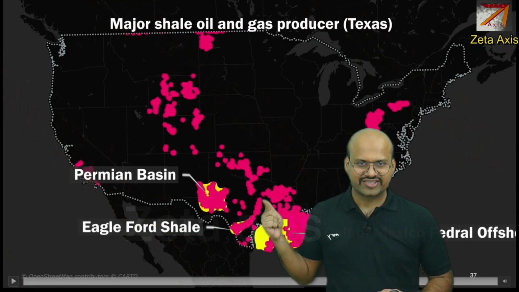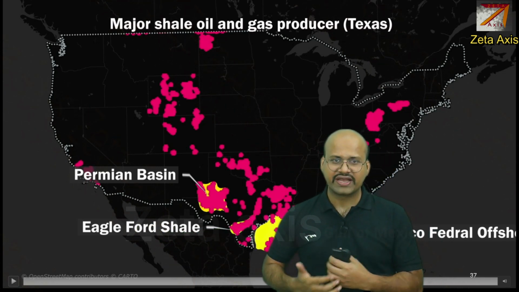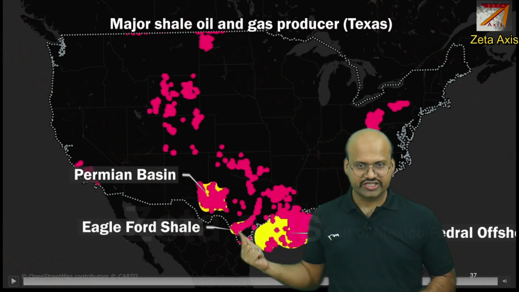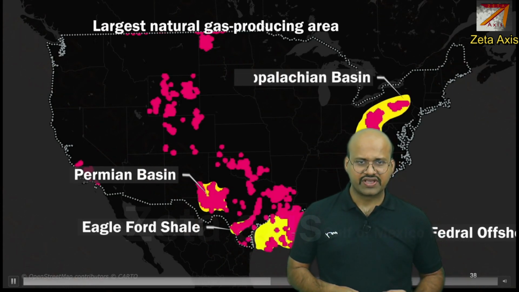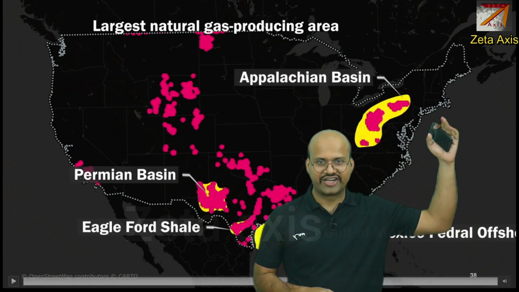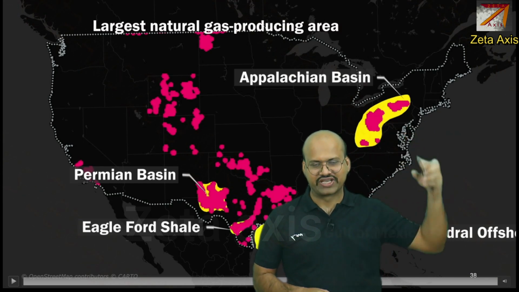It is also in Texas and it is also a major shale oil and gas producing region. So shale oil is produced from this region. Then we have the Appalachian Basin over here. It is also a large natural gas producing area.